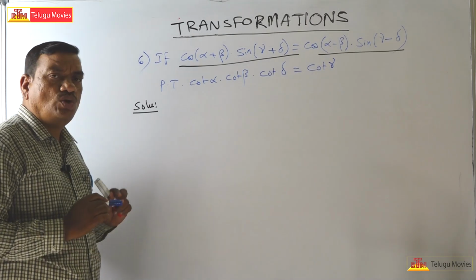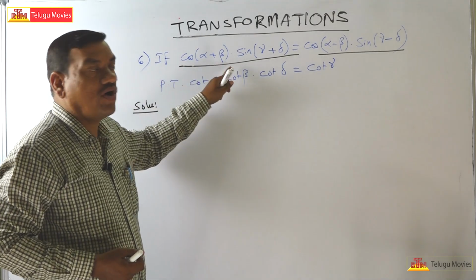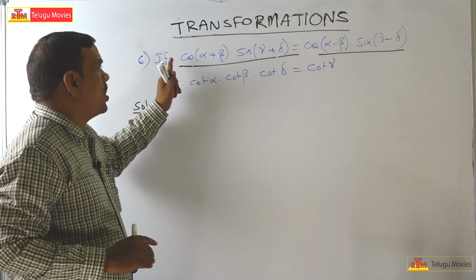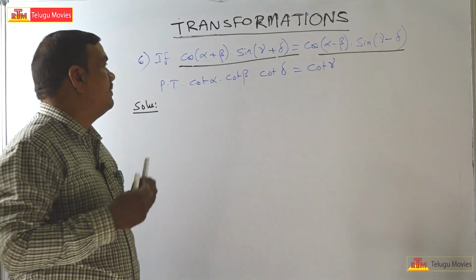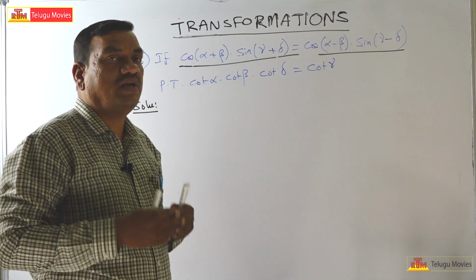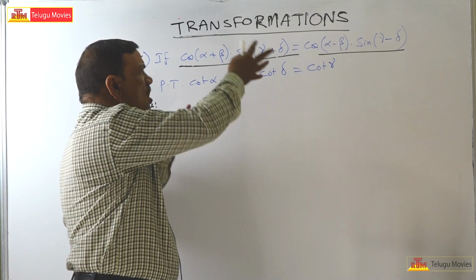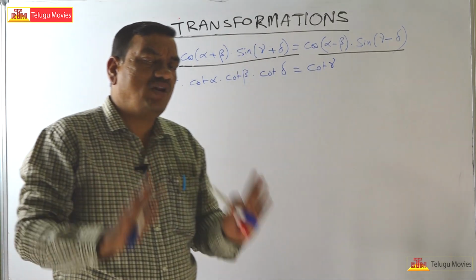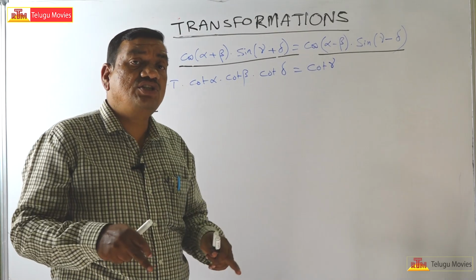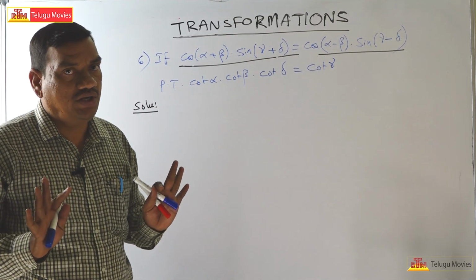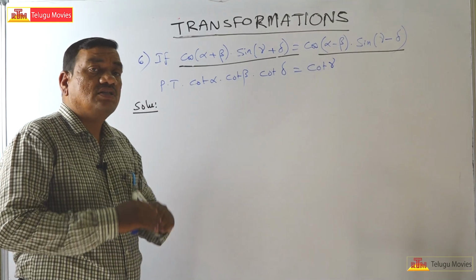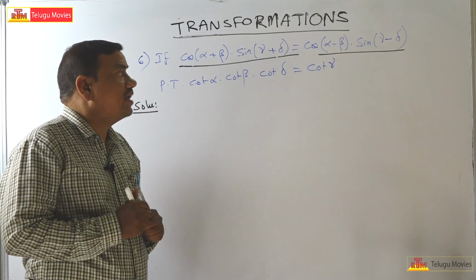The only thing is, don't expand this cos(α+β), sin(γ+δ). cos(A+B) is cos A cos B minus sin A sin B, sin(A+B) is sin A cos B plus cos A sin B. If you start all the multiplication, the whole time will be gone. In this situation you have to think creatively, but don't expand this. It is a competitive examination; such types of problems won't be given.